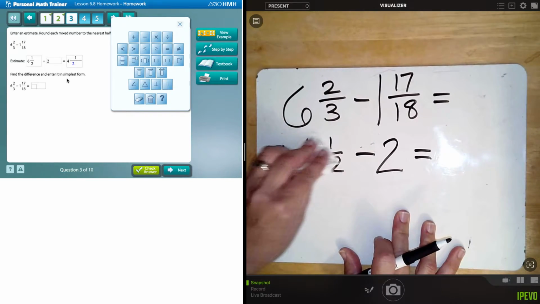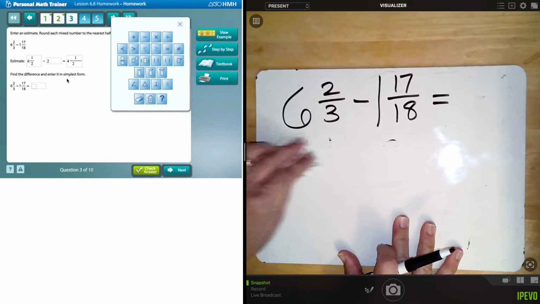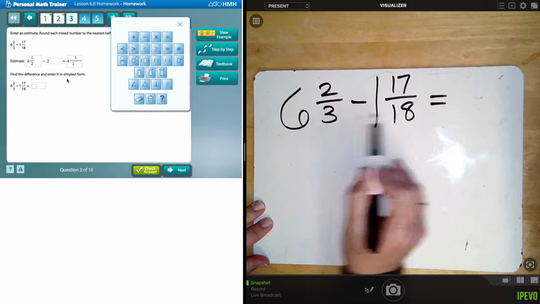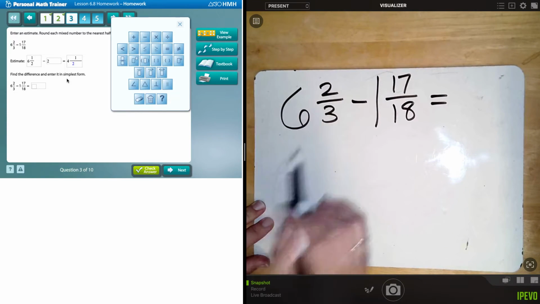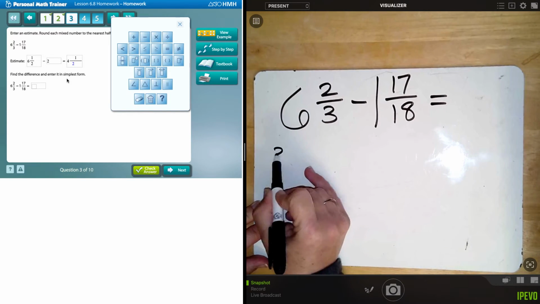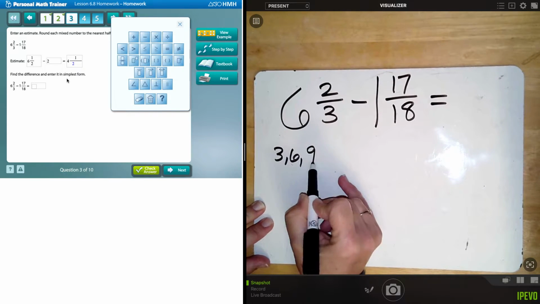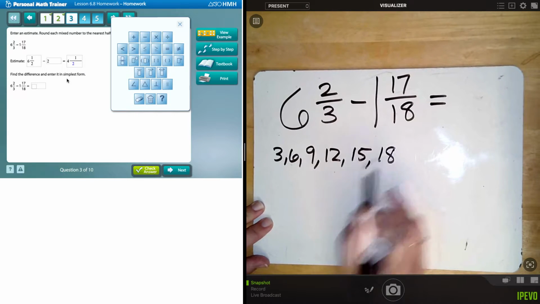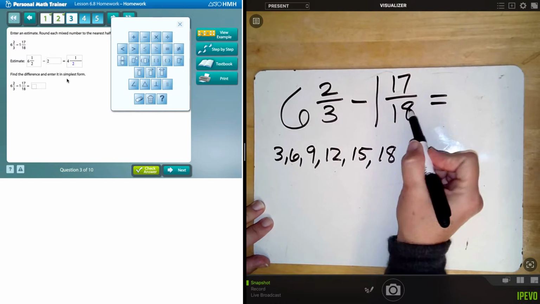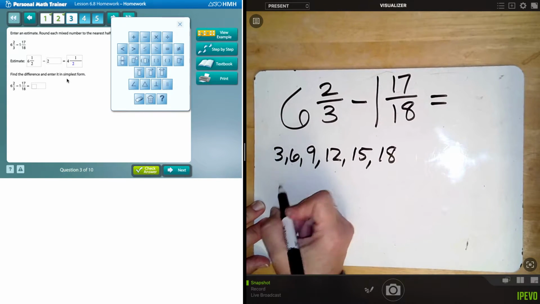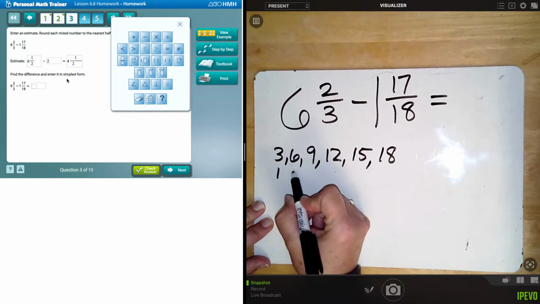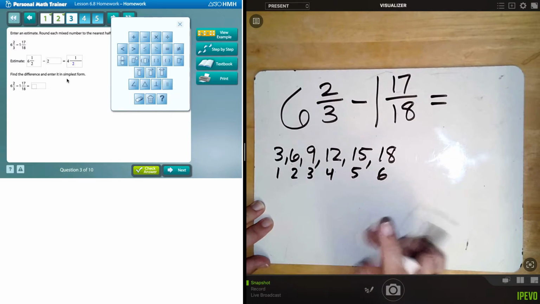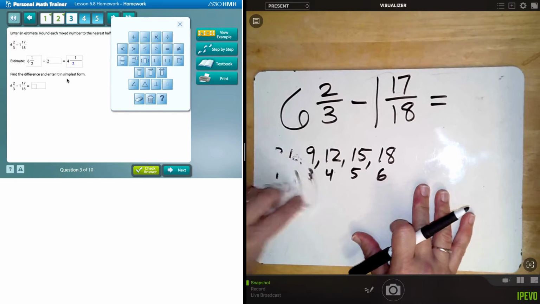So I will erase my estimate since it is held on in Think Central. I need to get these to have the same denominator. And I know when I'm counting by threes, 3, 6, 9, 12, 15, 18. If I'm writing out those multiples, I can get to 18 counting by threes. I count by threes 1 time, 2, 3, 4, 5, 6, right? 3 times 6 is 18.